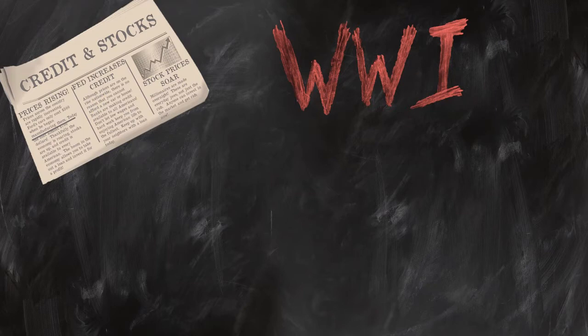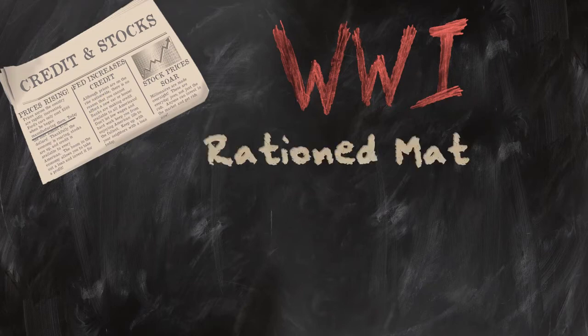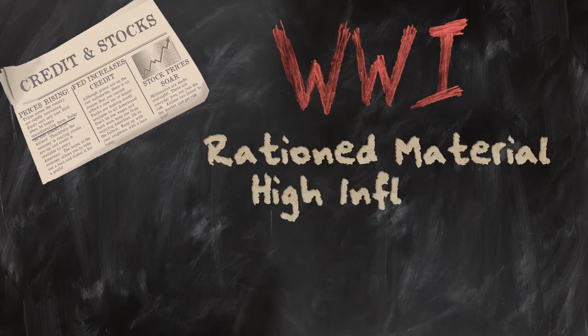We have rationed materials. This means that certain types of metal you couldn't find. If you had it, then you could give it to the government for the war effort to make munitions, weaponry, armor, whatever they needed for the war effort. So they would only ration certain types of material out to the public, so their scarcity was pretty high, and this led to high inflation during the war because material is scarce. Certain things you cannot find, so when you do find them, the price of them is pretty high.